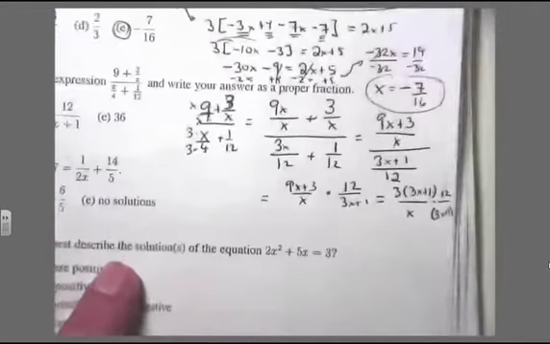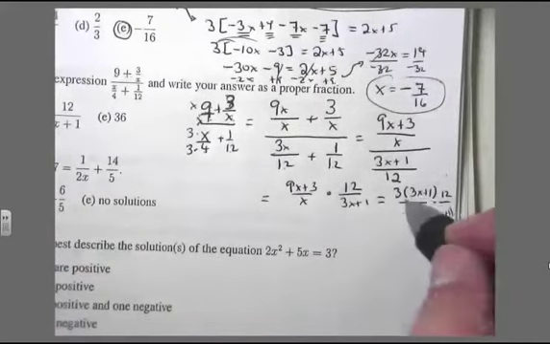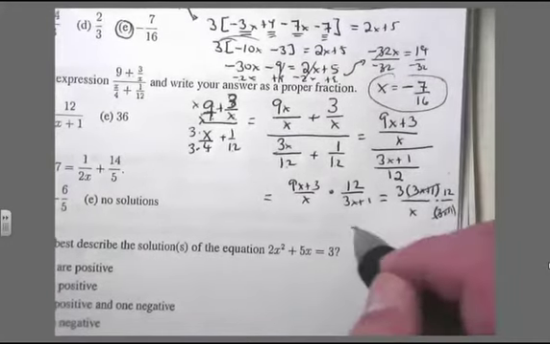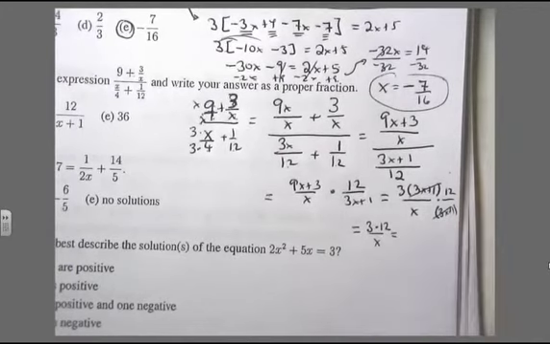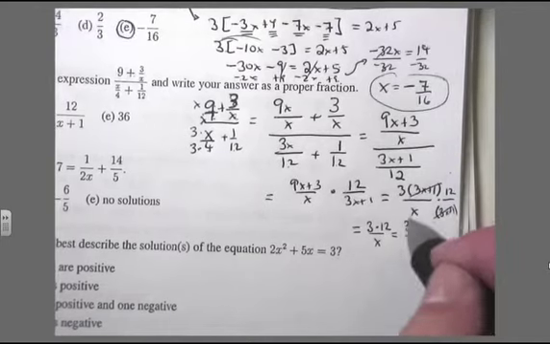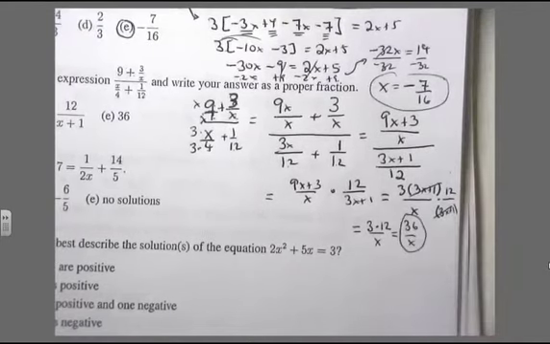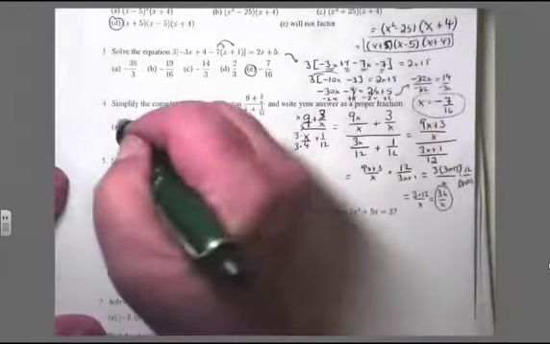Okay? Now, what cancels here? The 3x plus 1's canceled, leaving me with a 3 times 12 over x. And what's 3 times 12? 36 over x. So that is my solution, 36 over x, which when you go back and look at your answer set, that is answer A.